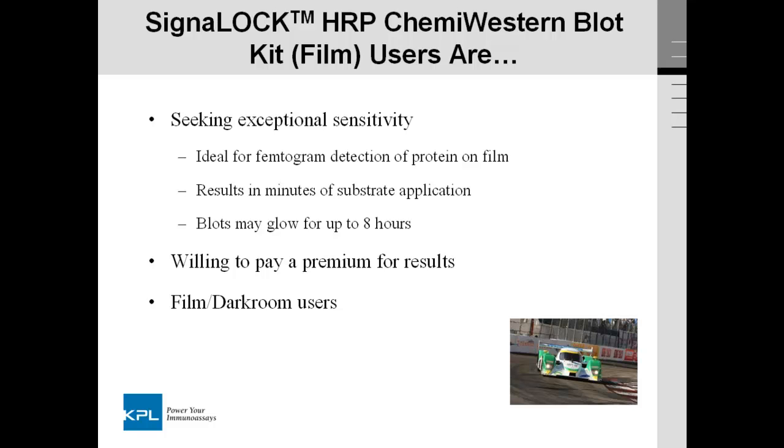Your high-performance users for SignaLOCK HRP ChemiWestern blot kit for film are seeking exceptional sensitivity. They need femtogram detection on film. They want results in minutes of the application of substrate, and the blots may glow for up to 8 hours. They too will be willing to pay a premium for results and will be film or darkroom users.